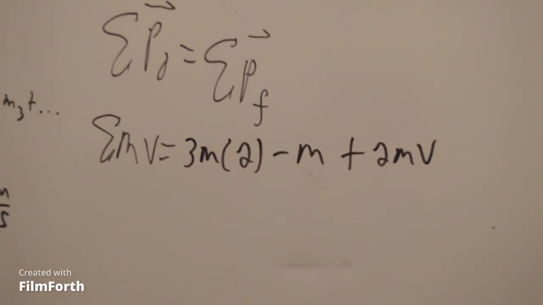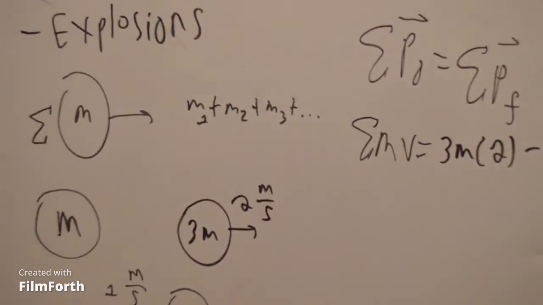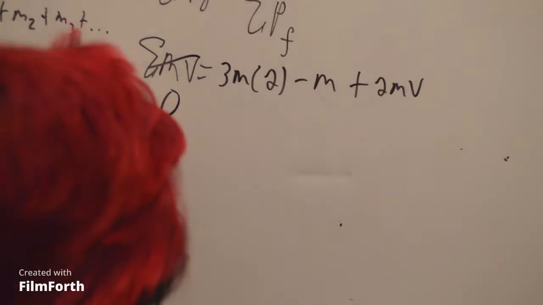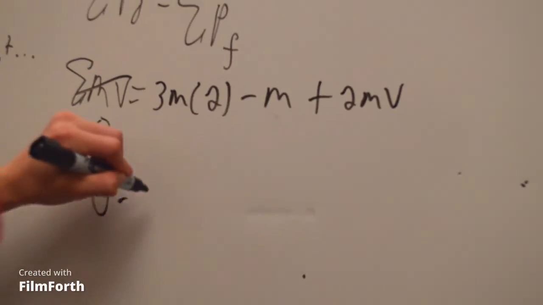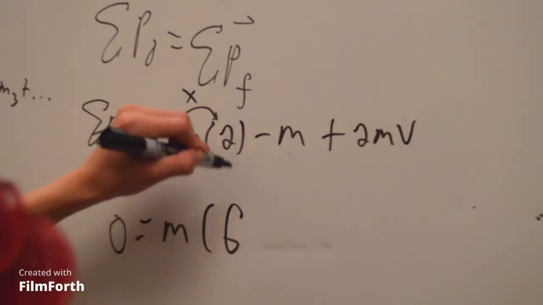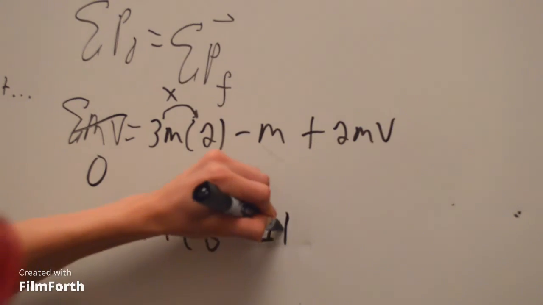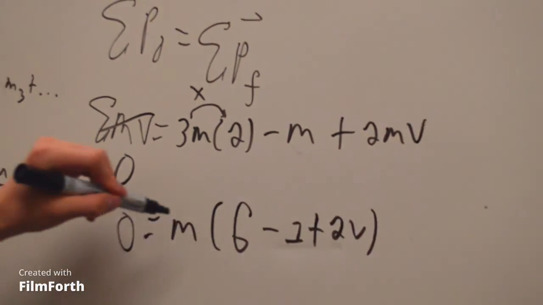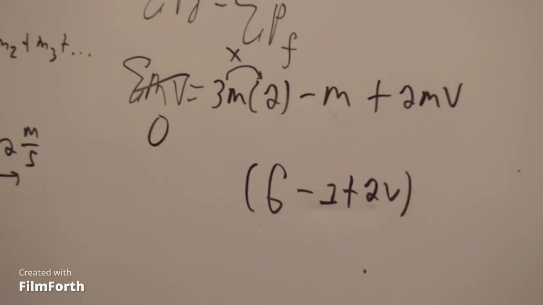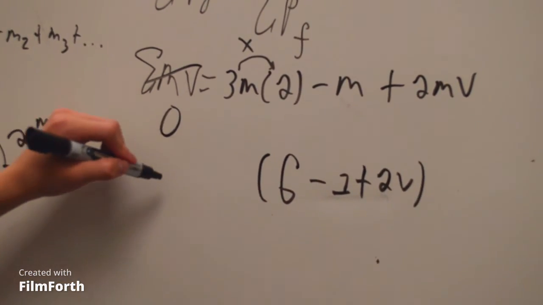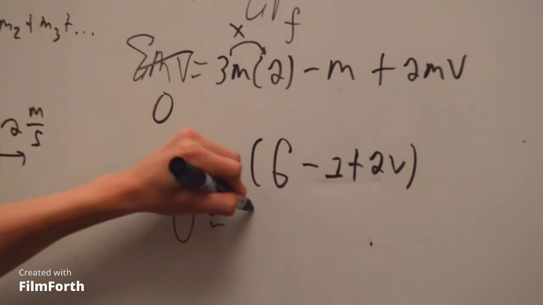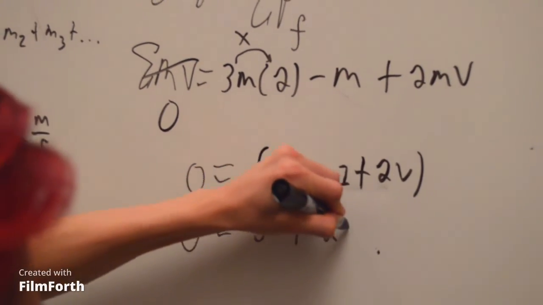But note, this brain of mine is at rest. So the velocity is 0, and anything multiplied by 0 is 0, students. So we get that 0 equals. Let's factor out the m here. Multiply by 3 times 2 equals 6, minus 1, plus 2v. So we can divide both sides by m, and 0 divided by anything is still 0. Therefore we get that 0 equals 6 minus 1 plus 2v. Let's make this simpler. 6 equals 5 plus 2v.